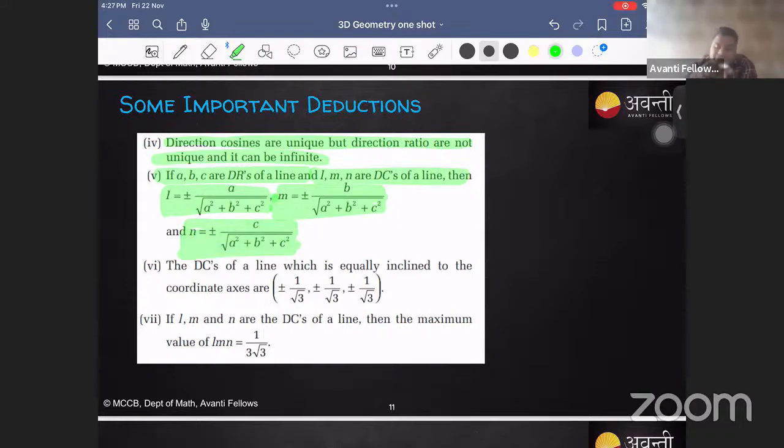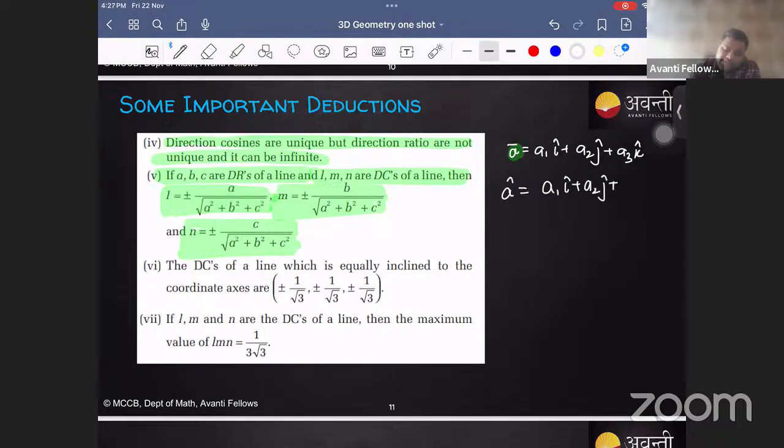Now let us say you have any vector. If I have a vector A as A1 i cap plus A2 j cap plus A3 k cap. If you convert this vector into a unit vector, A cap will be what? A1 i cap plus A2 j cap plus A3 k cap upon under root of A1 square plus A2 square plus A3 square. Now see, for this vector, A1, A2, A3 were direction ratios.